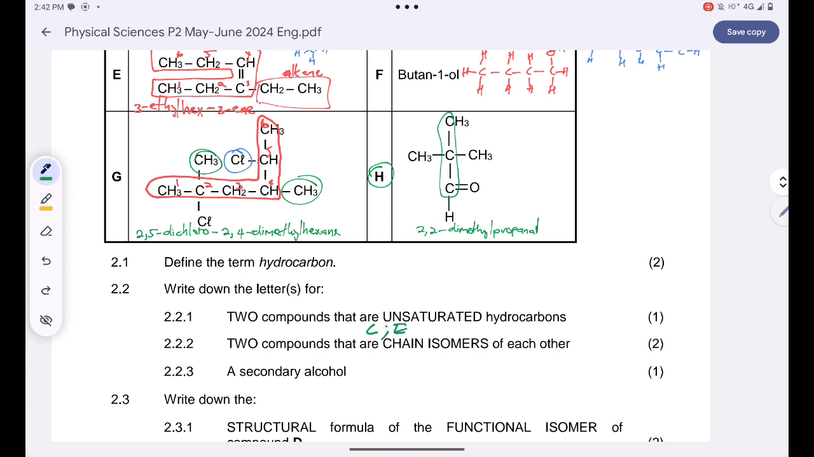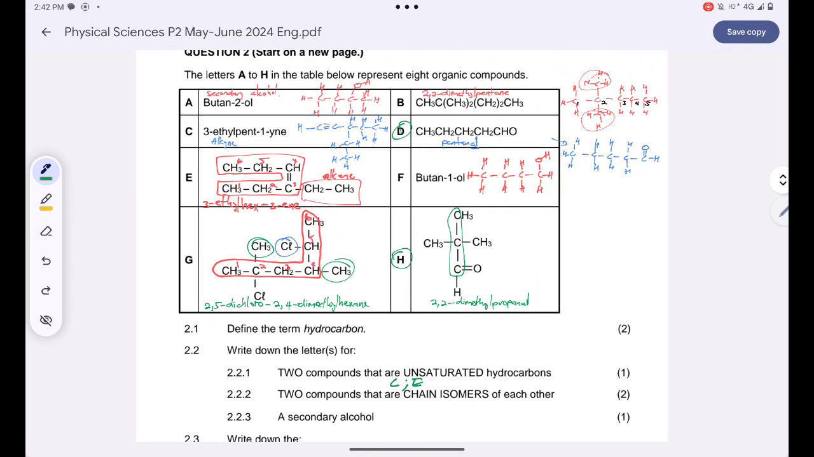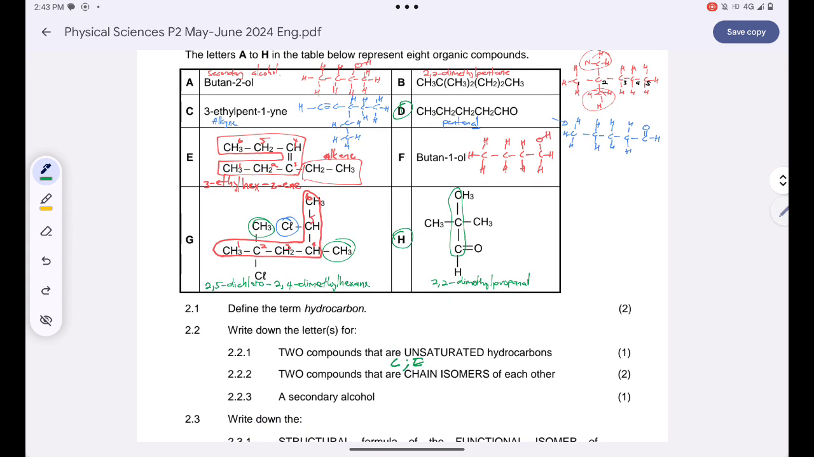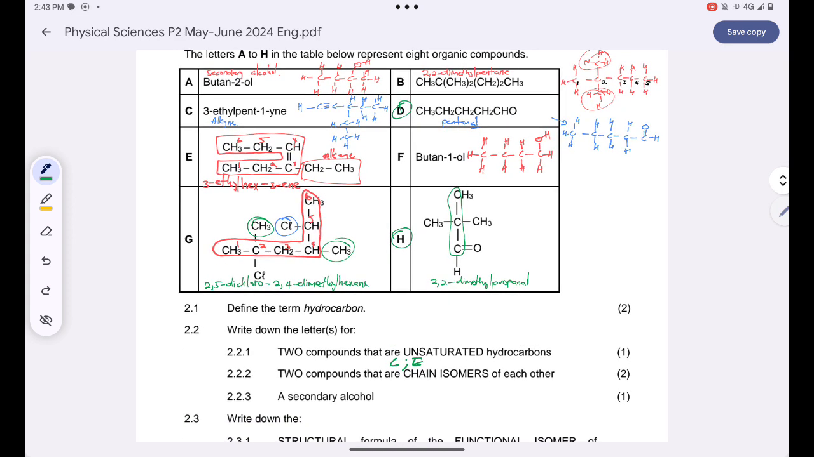Okay, 2 compounds that are chain isomers. Chain isomers are compounds D and H. Both of them are aldehydes. They belong in the same homologous series, and that means they have the same functional group. Secondly, they have the same molecular formula. The number of carbons, hydrogens, and oxygens is equal for compound D and compound H. So they have the same molecular formula. The only difference is in their structure. Are you together?